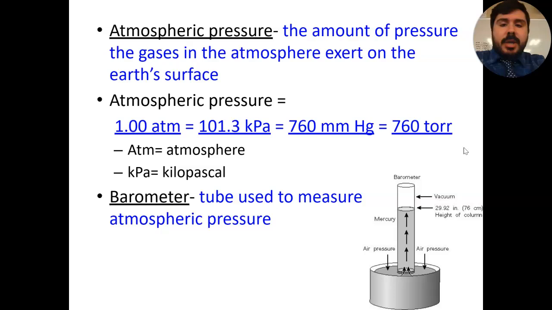Now, how do we actually make these measurements of pressure in Earth's atmosphere? Well, we do it using what's known as a barometer, and that's the image we see in the bottom right-hand corner here. It's a tube used to measure atmospheric pressure.